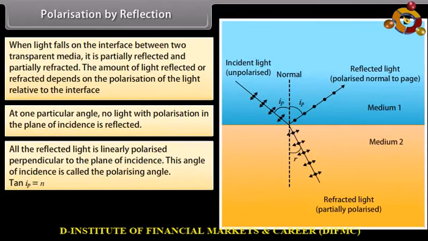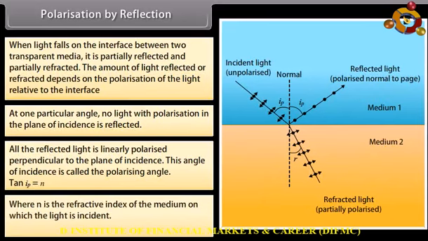This angle of incidence is called the polarizing angle. tan i_p is equal to n, where n is the refractive index of the medium on which the light is incident. This equation is known as Brewster's law.